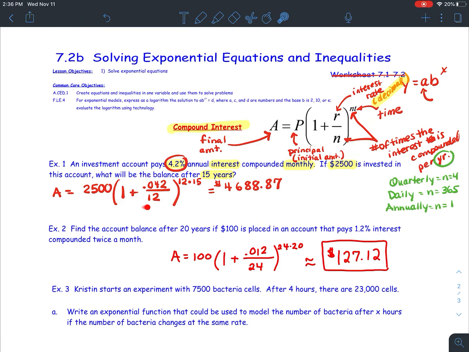I like to type in everything in the parentheses and hit enter. And then I raise that to the, and if you have an older calculator, you might have to put this in parentheses here, raise it to the 12 times 15 power, hit enter, and then at the end, multiply that answer by 2,500. Okay, you should be getting this answer, 4,688.